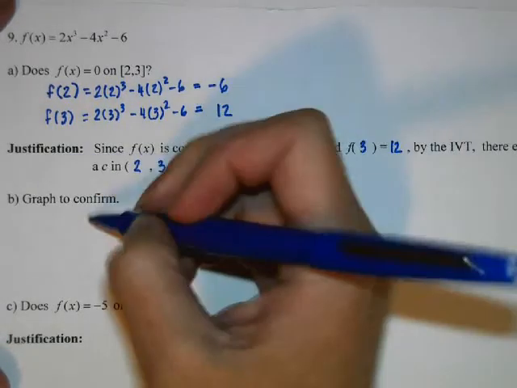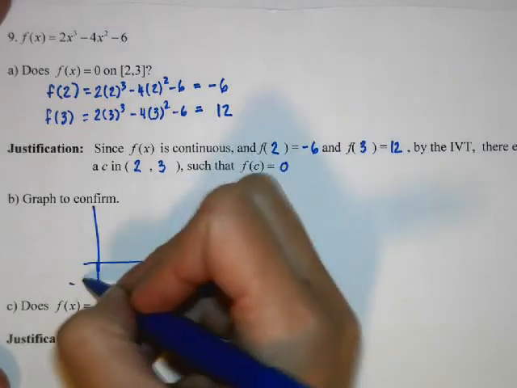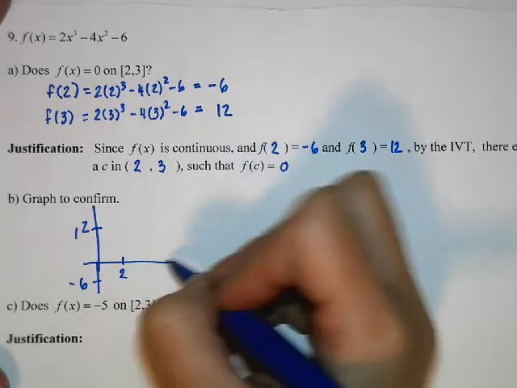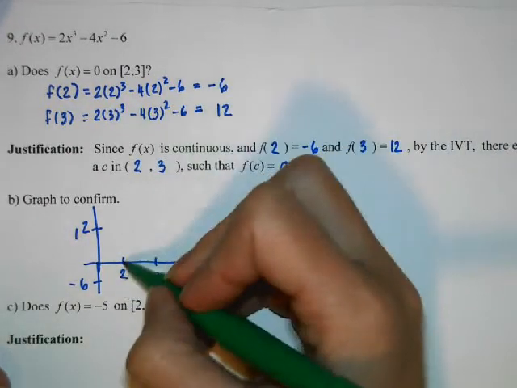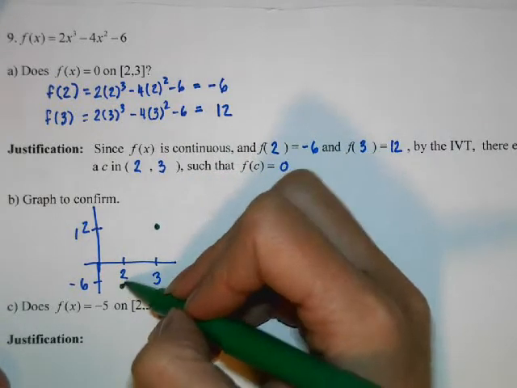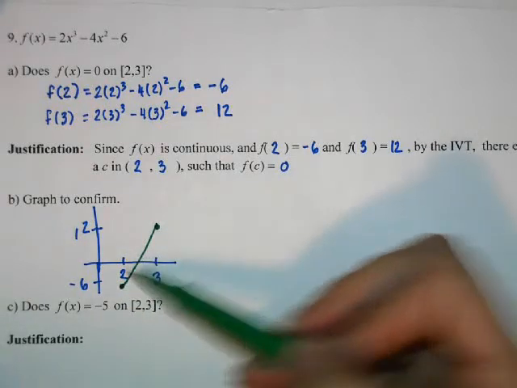Okay, graph to confirm. I'm just going to make this real straightforward. I'm going to say that's negative 6, that's 12, that's 2, that's 3. Okay, f of 2 is negative 6, f of 3 is 12. There's no way to get from there to there without crossing 0.